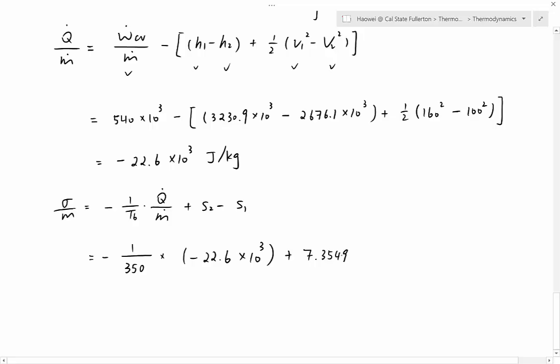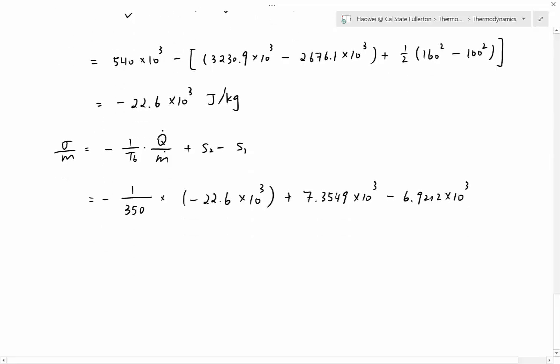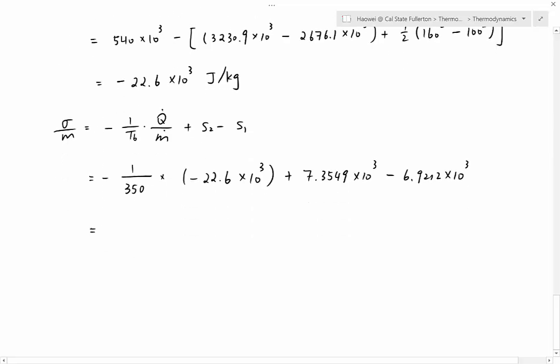7.3549 kilojoule per kilogram per Kelvin, so we need to convert kilojoule to joules. And then S1 is 6.9212, again kilojoule per kilogram per Kelvin. We need to convert kilojoules to joules by multiplying by 1000 again. So finally, our solution is 0.498 times 10 to the third. The SI unit will be joule per kilogram per Kelvin. And then we can do one more step to convert joules to kilojoules. Our solution is 0.498 kilojoule per kilogram per Kelvin.